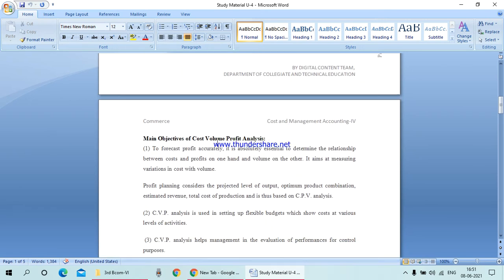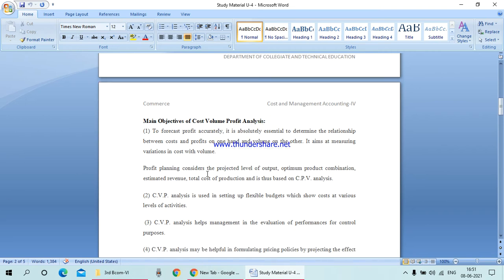Main objectives of cost volume profit analysis. The objectives of CVP. 1. To forecast profit accurately. It is absolutely essential to determine the relationship between cost and profits on one hand and volume on the other. It aims at measuring variations in cost with the volume. So, one of the objectives of cost volume profit analysis is to forecast profit.